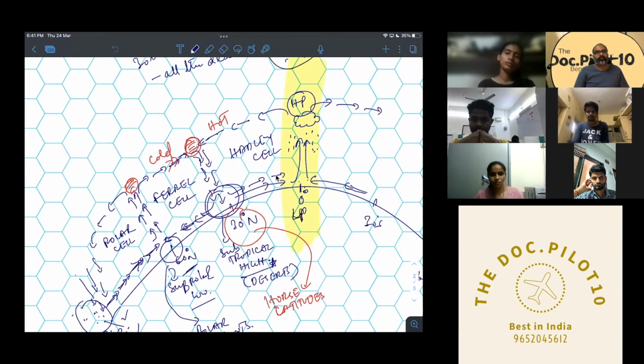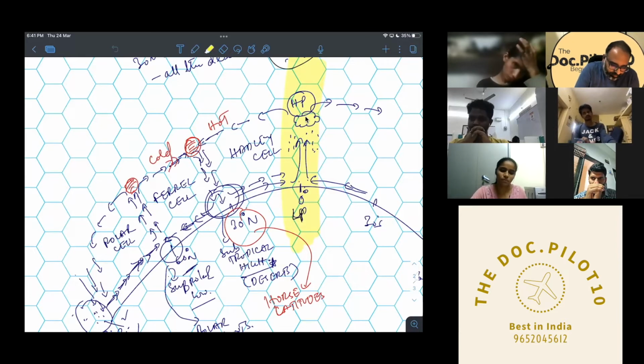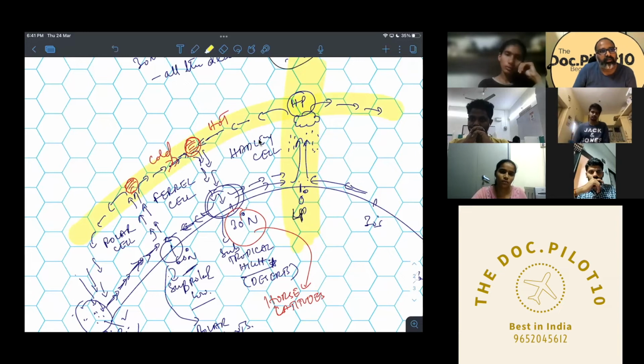Do you see? Okay. So now all the weather will happen here. So this is the tropopause. All the weather will happen below the tropopause only. Okay. Now, just below the tropopause, there are something called jet streams. These are called jet streams. So what is a jet stream?